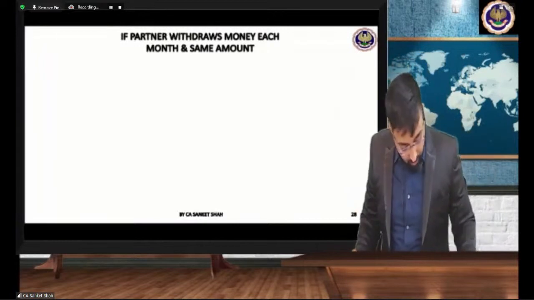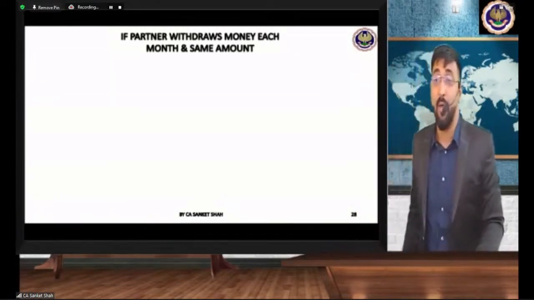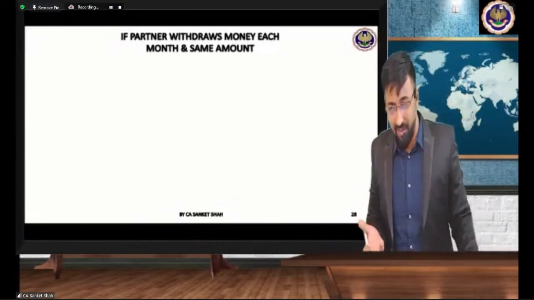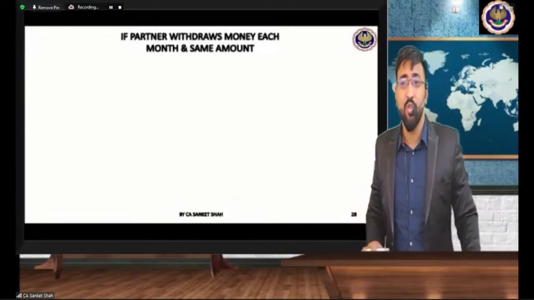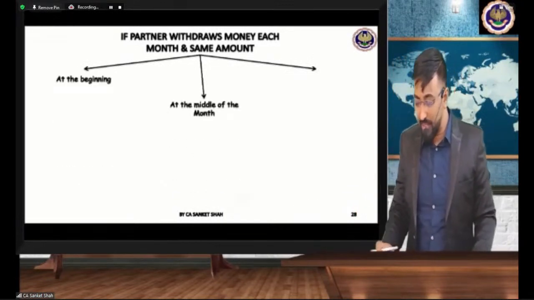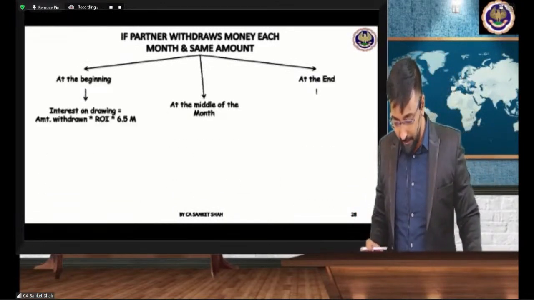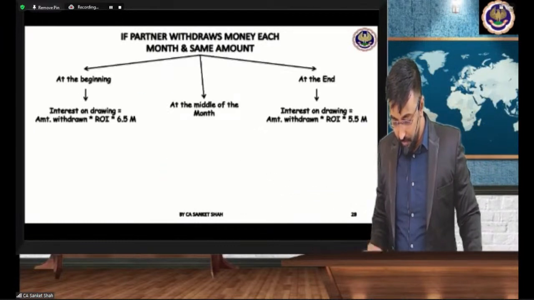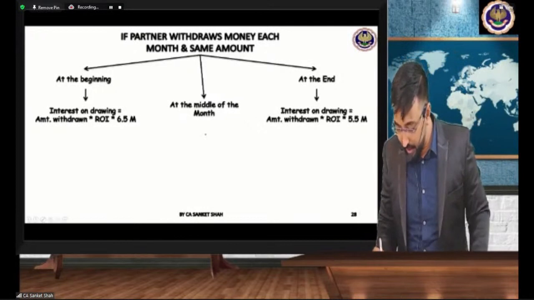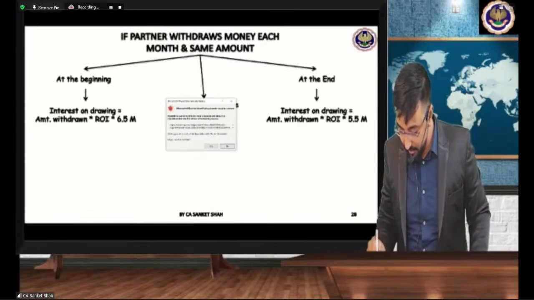If a partner withdraws any amount every month, the same amount. For example, here are some shortcuts. That shortcut you have to write. So just understand this concept. If he withdraws any amount at the beginning, at the middle and at the end, the answer is very easy. At the middle, the same has been worked out from here.